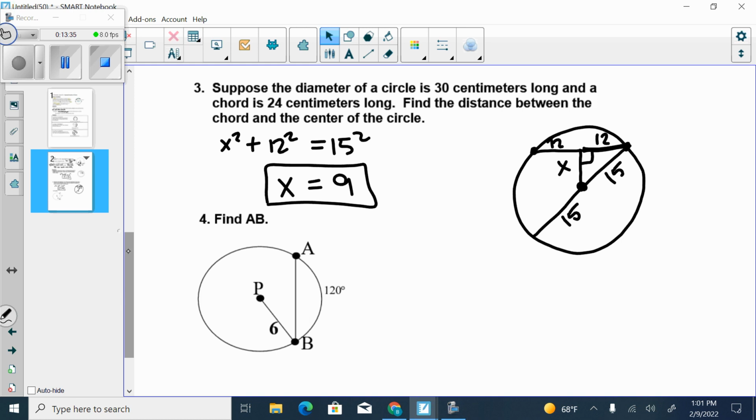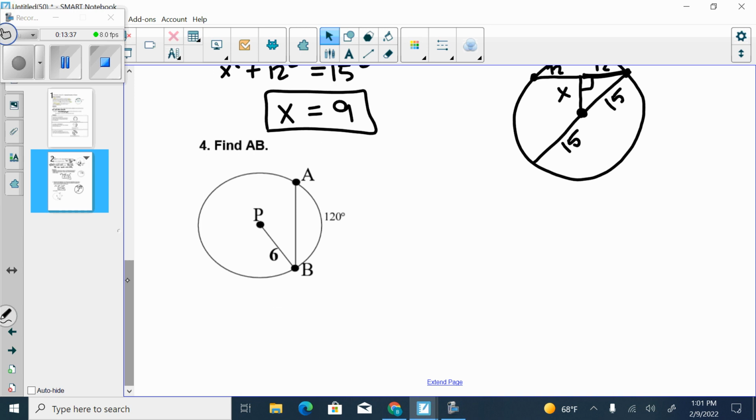All right, last one. They want us to find the length of AB. So that would be this line right here. Okay. So this line that they gave me, I said it was 6 long. What kind of a line is that? A radius. So any radius should be 6 long, right? So if I drew one from here to here, also 6. They told me this arc is 120 degrees. So what do I know my central angle is?